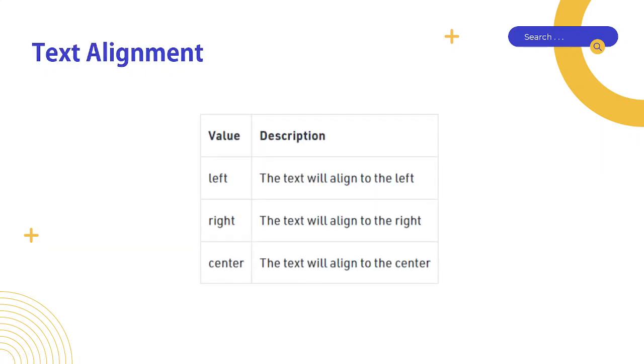Text alignment. The value should be left, right, or center. Description: the text will align to the left, the text will align to the right, and the text will align to center. If we include this one in our code, center, then it will align center also. Right, then right. Left will also align to the left.